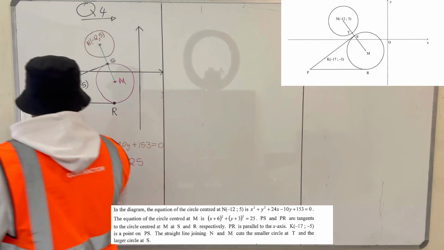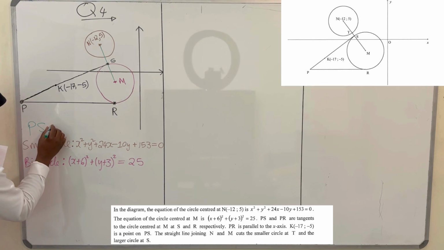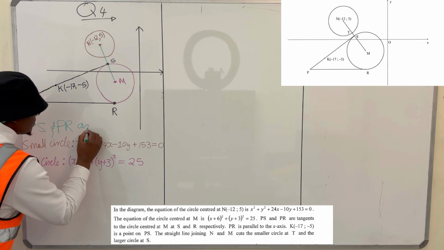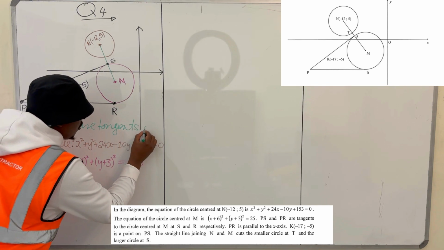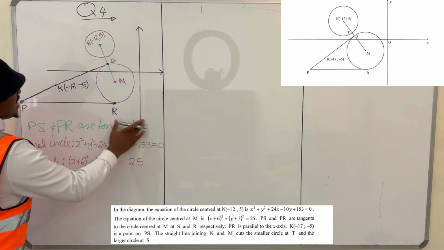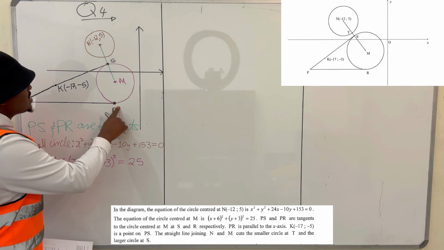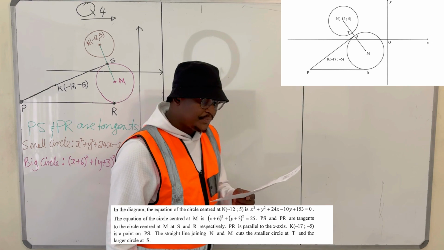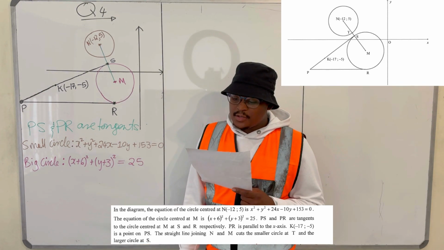They went on to say now, PS and PR are tangents on this larger circle. They are tangents on this larger circle that you can see here. And they're tangent where? At R and S respectively.